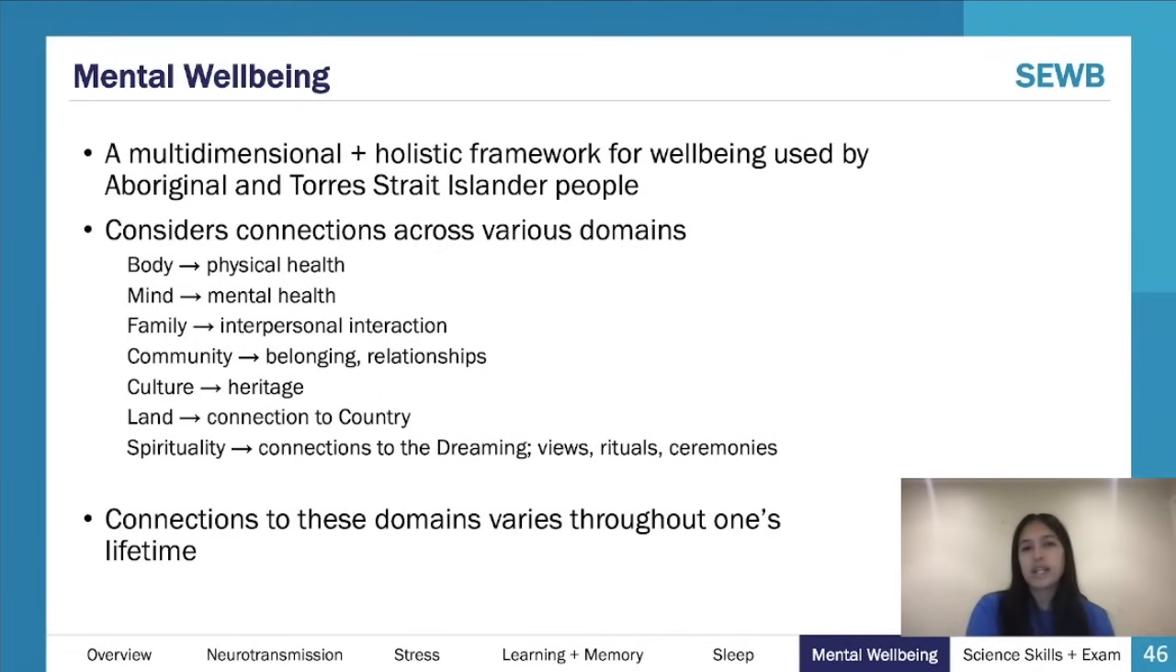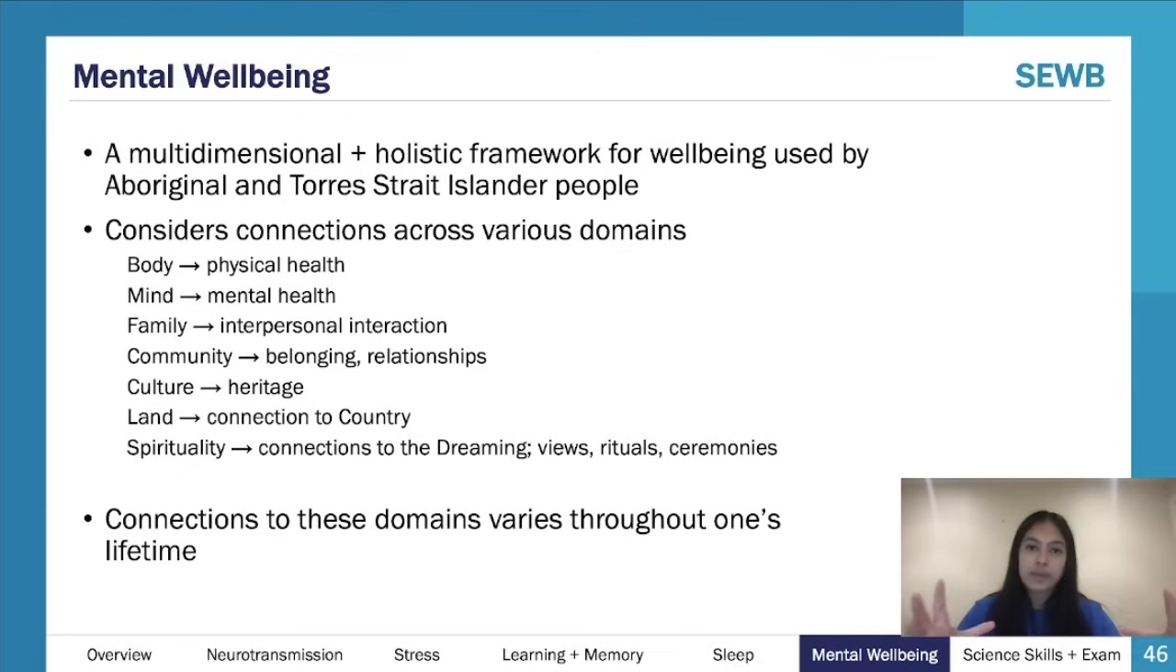This idea of connection to one's family, connection to one's land is very, very important as part of this framework, and understanding that there are ramifications and effects of colonization that can hamper that. So that's really, really important to understand when you discuss these sorts of things.